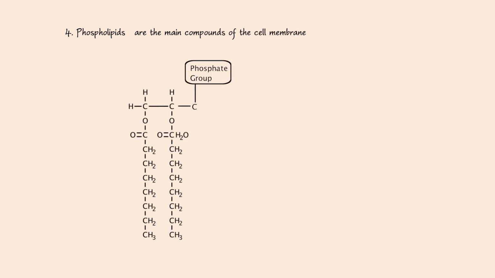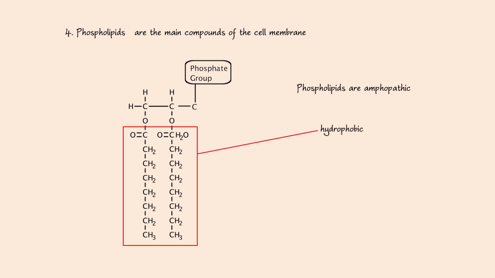Phospholipids are the last category of lipids. These organic molecules are the main components of the cell membrane. Let's examine the structure of a single phospholipid. They are composed of 1 glycerol molecule connected to 2 fatty acids and 1 phosphate group. Phospholipids are a unique class of lipids because they are amphipathic, which means they have both a hydrophobic and hydrophilic region.